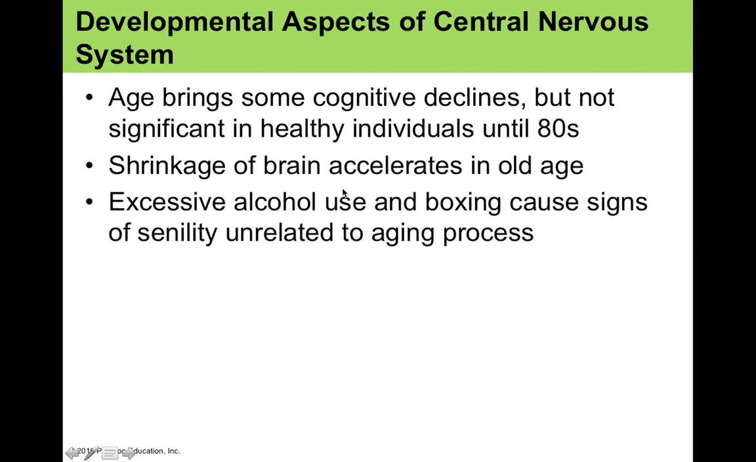So what's fascinating is that alcoholics, as well as people with chronic brain injury like boxers and football players, actually get signs of dementia at a young age because it accelerates the aging process.